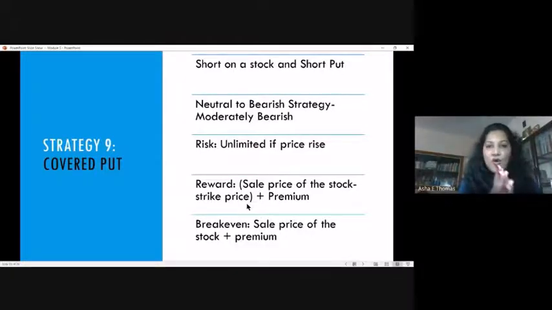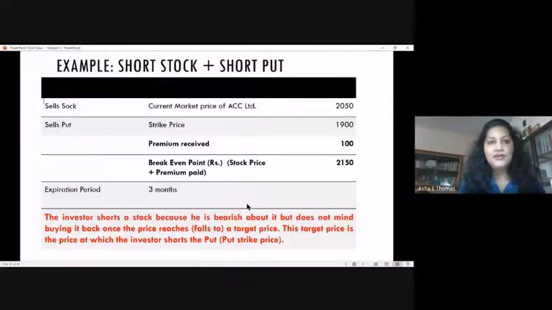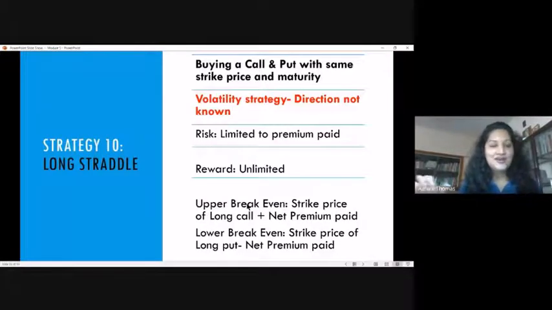We had learned the covered call, and just the opposite happens in a covered put. So while learning, compare and learn, and it will be easy for you. Okay, so this is the covered put. Then the last ones are very easy to learn: long straddle and short straddle.